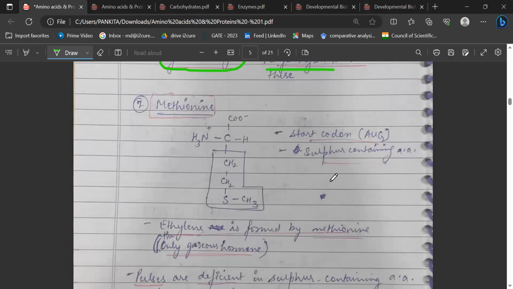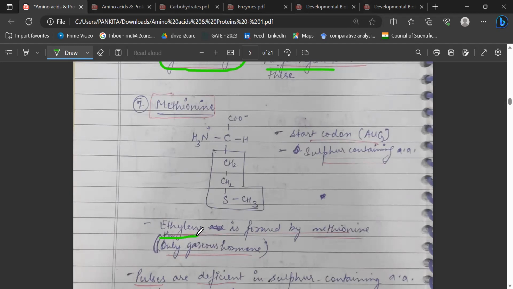Okay, the next structure which we have is of methionine. Methionine is mostly a start codon, which is the same in all proteins, and the codon that codes for methionine is AUG. Methionine is a sulfur-containing amino acid. The structure is the normal COO, NH3, H, and then the side chain comprises CH2, CH2, S, and CH3.